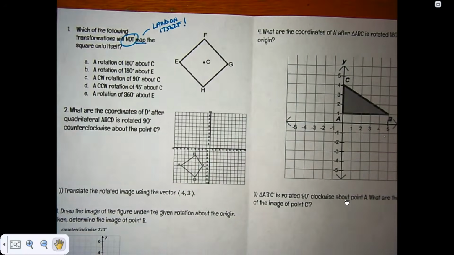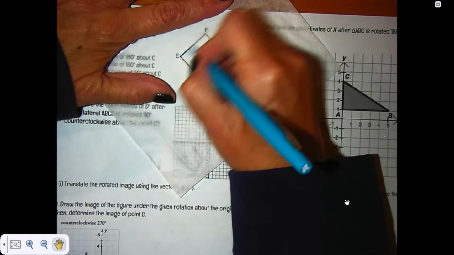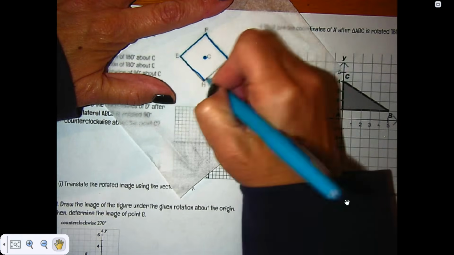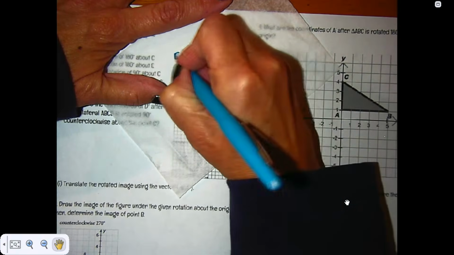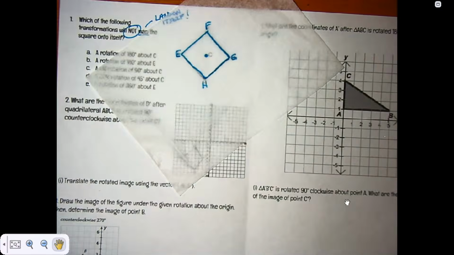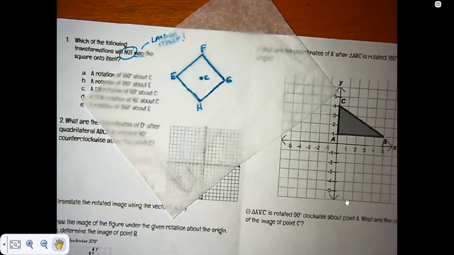So I'm going to go ahead and get a piece of patty paper, and I'm going to actually do each of these. So I'm going to put a piece of patty paper over this, and I'm going to trace it. So I'm going to put point C here, and I'm going to label. So I've got F up here, and G, and H, and E. Okay, so I have him labeled. Oops, I should call him C in the middle. So get your piece of patty paper and trace.